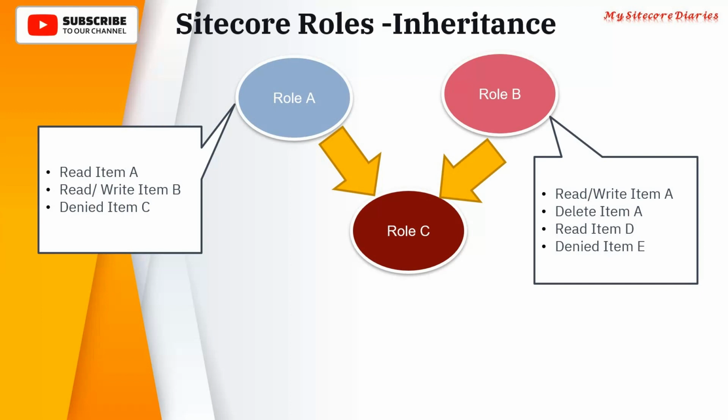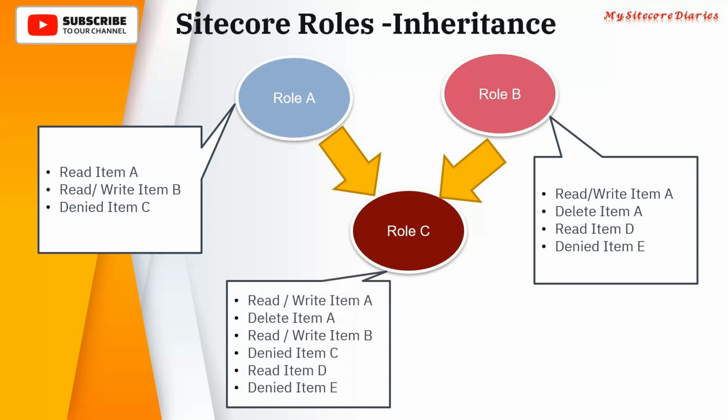Now, what effective access will we have for role C? You see, role A has read on item A, and role B has read and write on item A. So both will combine here, and role C will have read and write on item A.